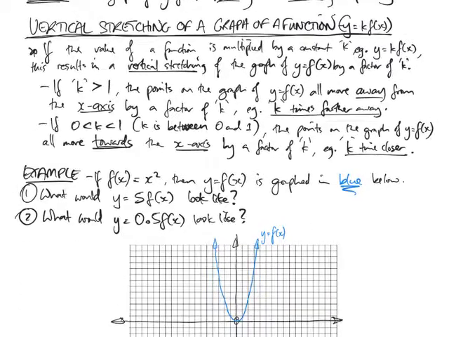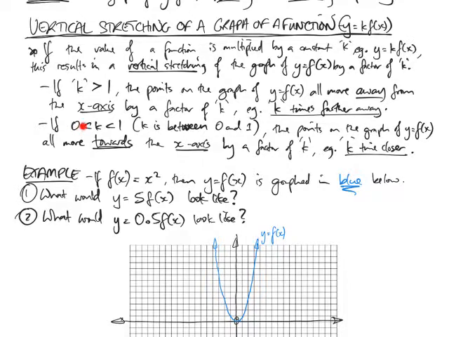So let's have a look at vertical stretching of a graph. If the value of a function is multiplied by a constant k, so as I said before, it's k times f of x, this results in a vertical stretching of the graph of y is equal to f of x by a factor of k. So if k is greater than 1, the points on the graph of y is equal to f of x all move away from the x-axis. That's why it's a vertical stretching. It moves up and down because it's moving away from the x-axis, which is horizontal, and they move away by a factor of k. So the points on the original graph are all going to move k times further away.